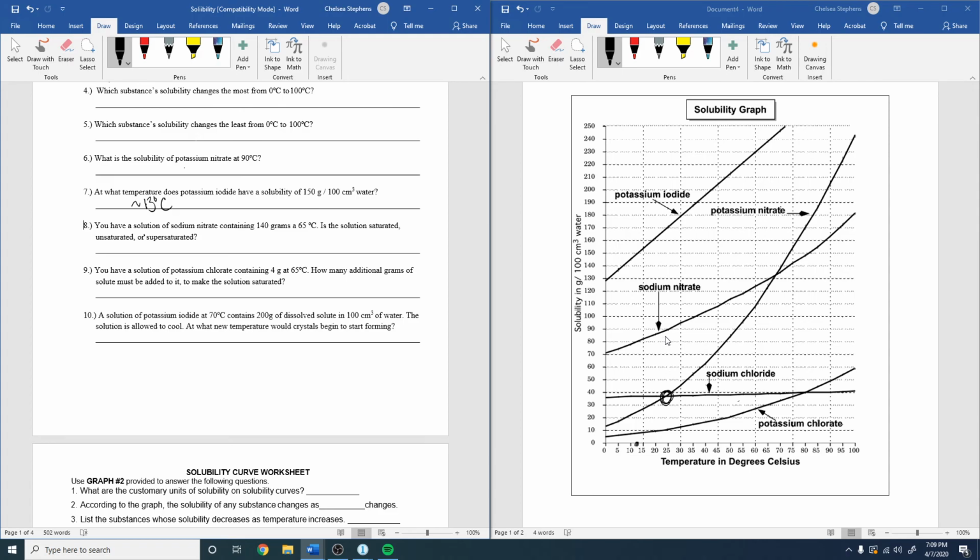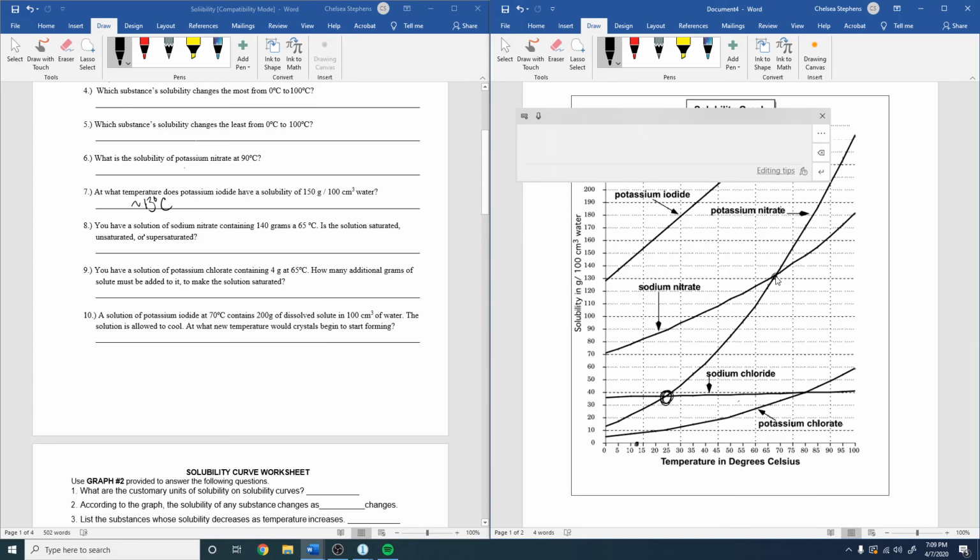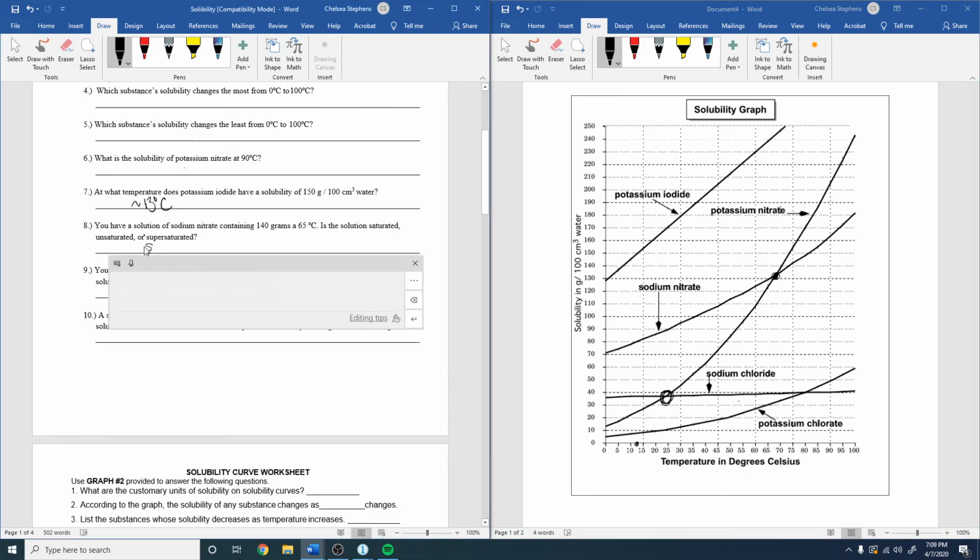Okay, so 140 at 65. At 65, it can hold about 130. So if it can only hold 130, and this is saying we have 140, then it's going to be supersaturated.